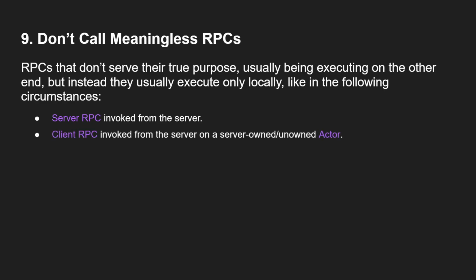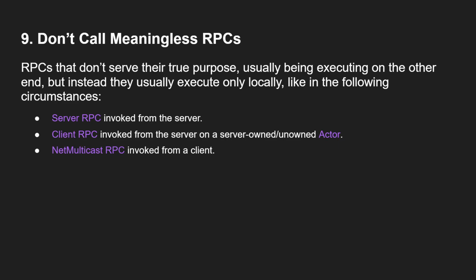Another example is a client RPC that is invoked from the server on a server-owned or even unowned actor. We've already mentioned that you're only able to client RPC or server RPC from actors that have a net connection. And with having a net connection, we already said that they are owned by the client. So if an actor is owned by the server, or is unowned altogether, you wouldn't be able to client RPC. You wouldn't have the client RPC be meaningful. And in this example, the client RPC, as we've seen before, would be executing on the server instead of being executed on the client.